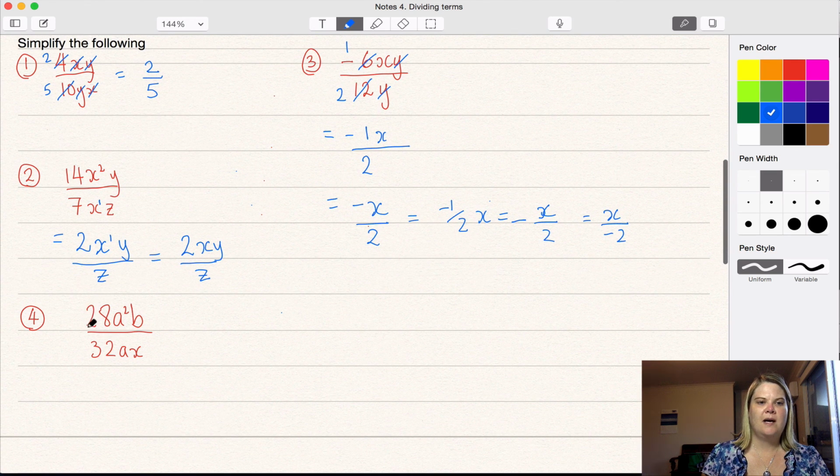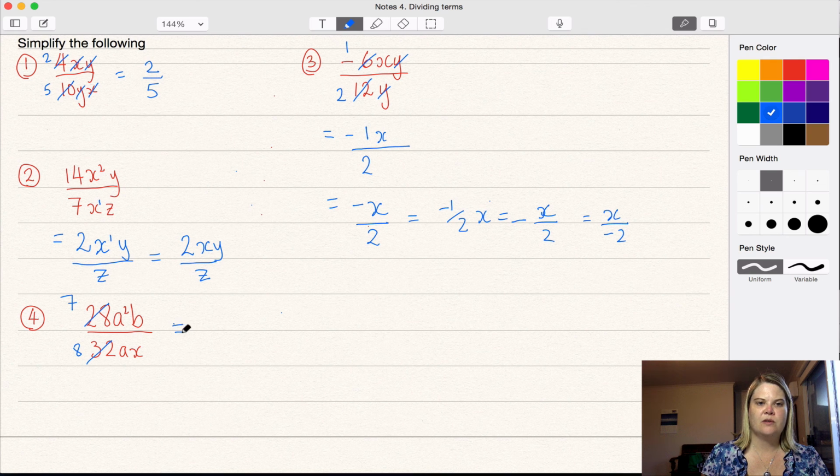Question 4 has 28 divided by 32. We can't do that into whole numbers, so we need to find two numbers that go into those. 4 goes into 28 7 times, and 4 goes into 32 8 times. We've got an a squared here and an a here. 2 take away 1.